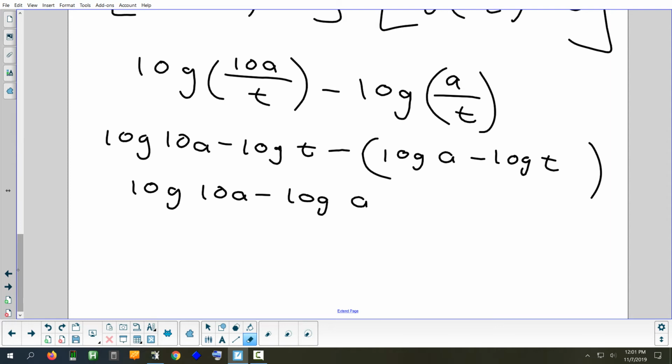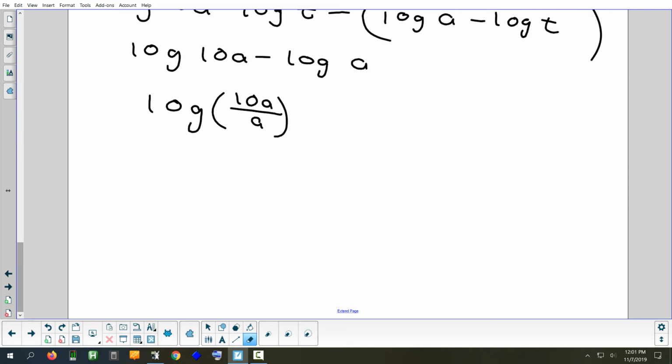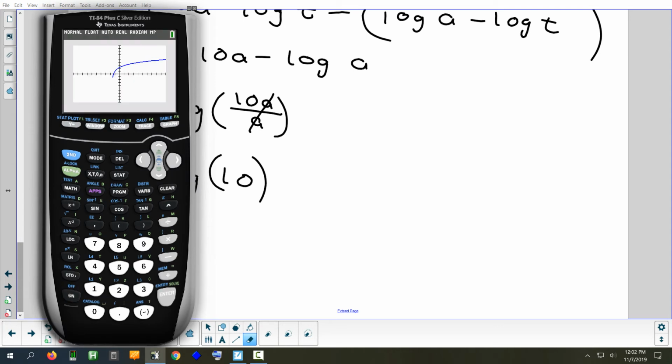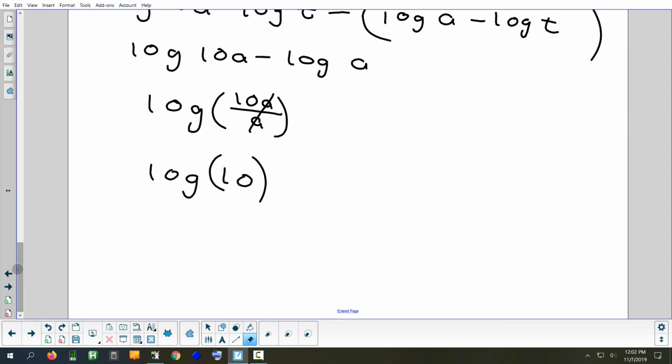Now, let's combine those back together. That's subtraction. How does subtraction recombine? Division. Log of what? 10A over A. What happens there? It cancels out. So all you're left with is the log of 10. That's how much more powerful the earthquake got. So let's see what that is. Can you just look at the factor that it moved up by? 1.